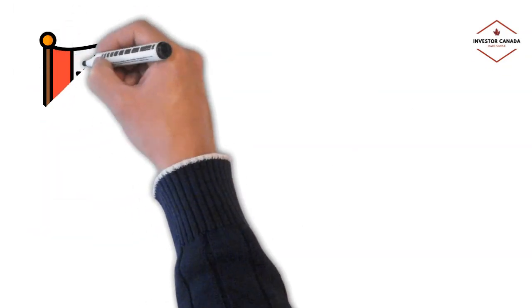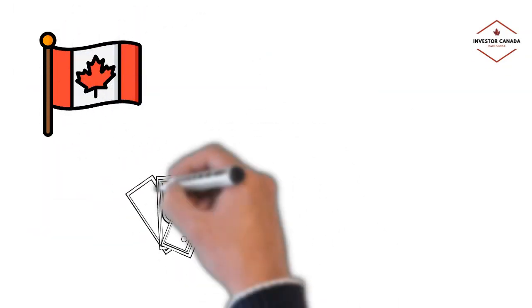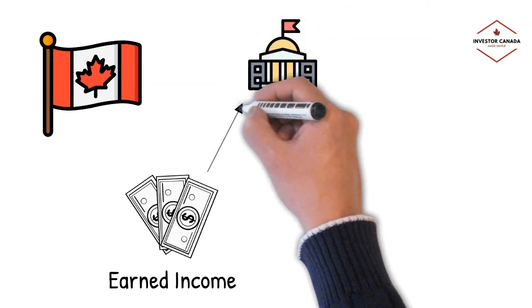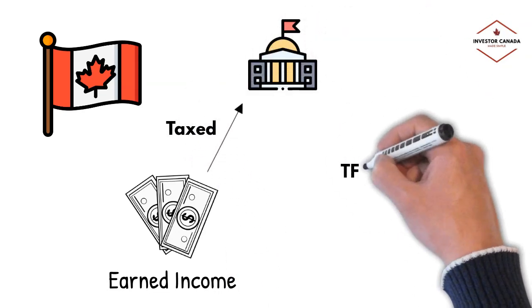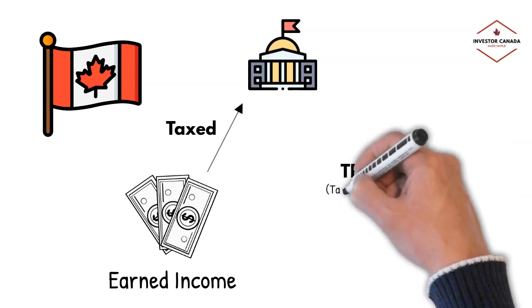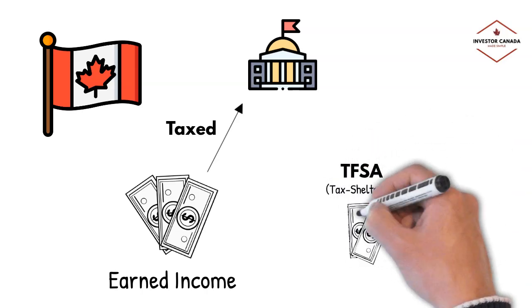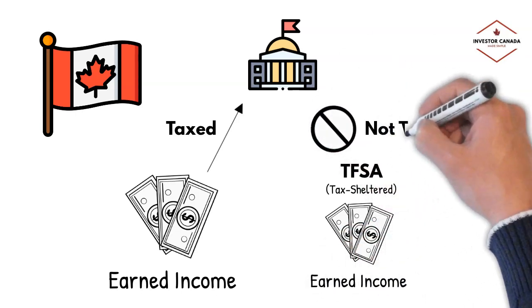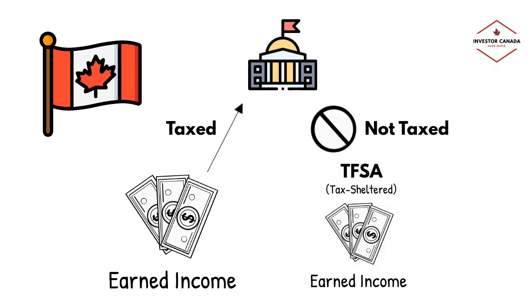In Canada, whenever you earn income, the government takes a portion through taxes. There are three main sources of taxed income that we can discuss in a different video. But because a TFSA is a tax-sheltered account, this means that any Canadian money earned within your TFSA is tax-free. This helps you reach your financial goals faster.